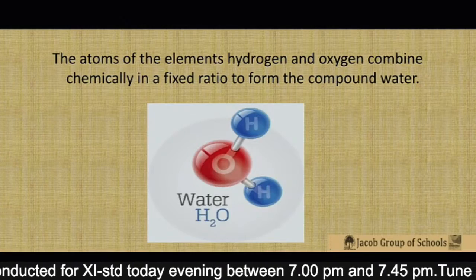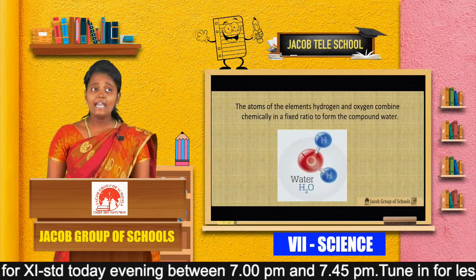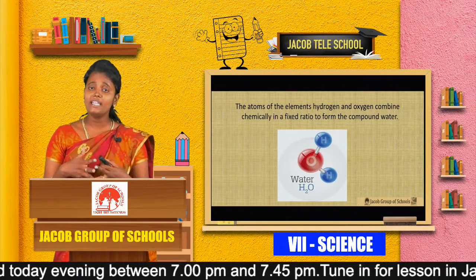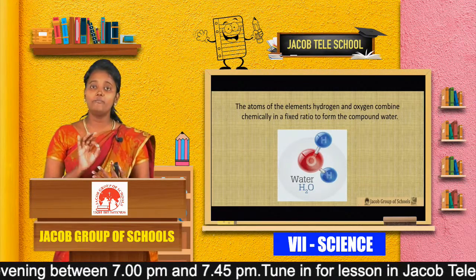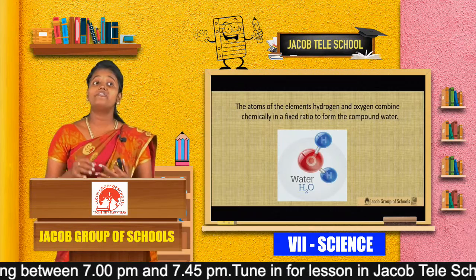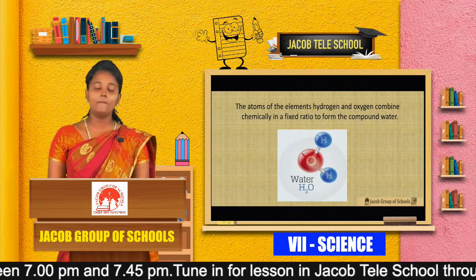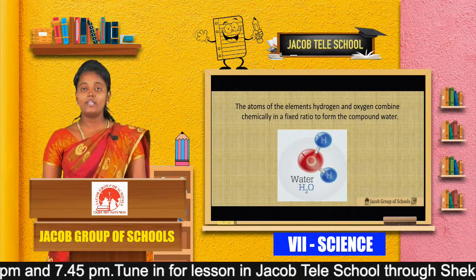Listen to it. நான் என்ன சொல்றேன்னு உங்களுக்கு புரியுதுங்களா? Can you understand? Yes. The atoms of the elements hydrogen and oxygen combine na சேர்றது. Okay? Combine chemically. It's a very important term. Chemically in a fixed ratio. கரெக்டான ரேஷியோ டு ஃபார்ம் த காம்பவுண்ட் வாட்டர். ஓகே, I'll give an example for you.